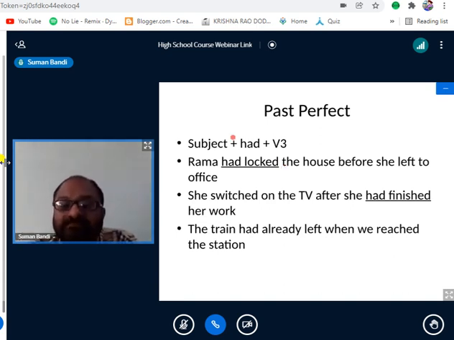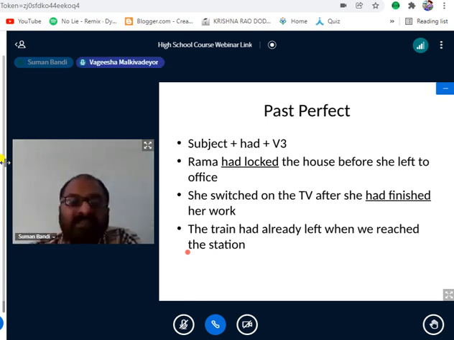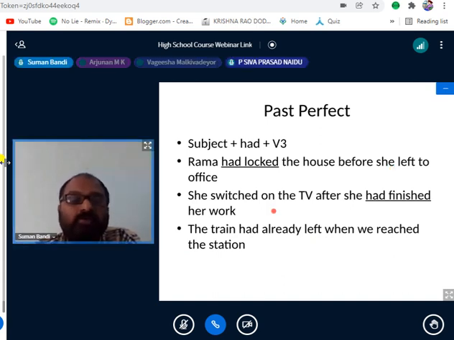So, look at this example. Rama had locked the house before she left to office. See, how many past actions do we have here? Can you identify? Two, sir. Obviously, two. Locking the house, number one. Leaving to office, number two. But which one happened first? Locking the house. How do you know?